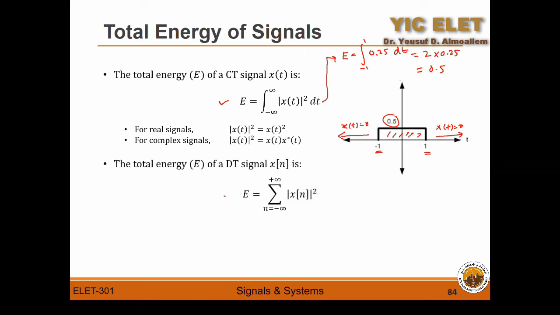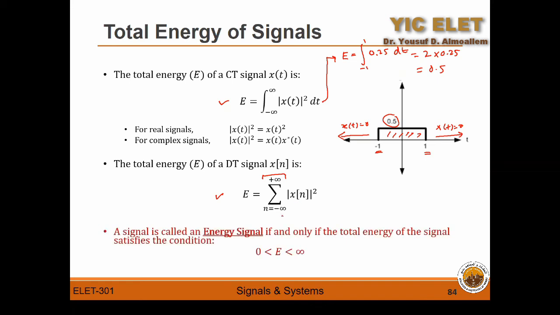Considering the discrete time signal, the integration will be replaced by the summation from minus infinity to infinity, and x of t will be replaced by x of n. In fact, if the energy of the signal is finite, then we classify the signal as an energy signal. This means that it has finite energy.